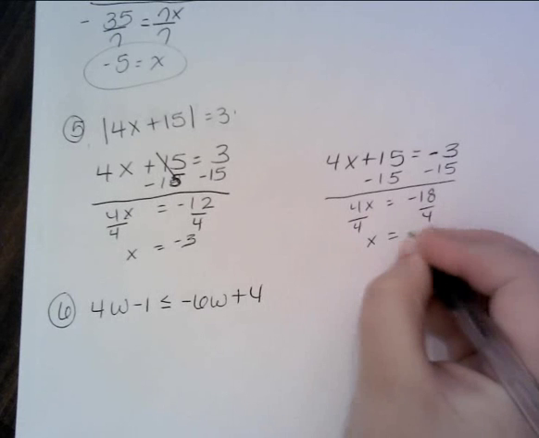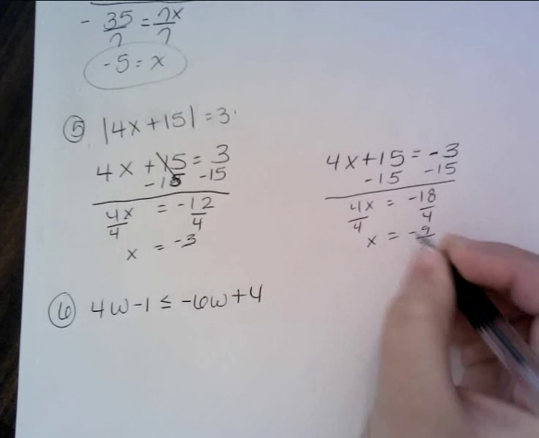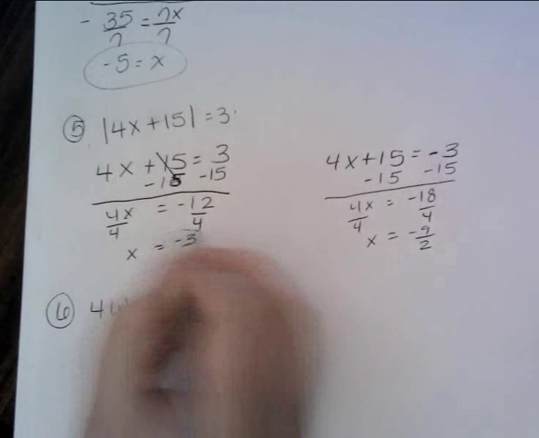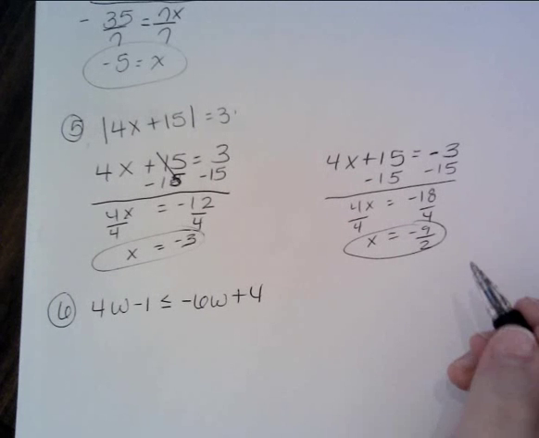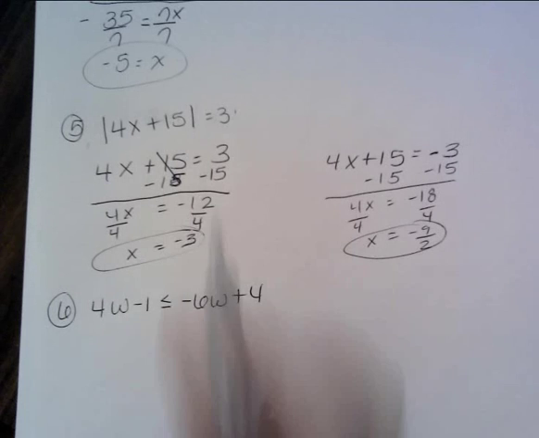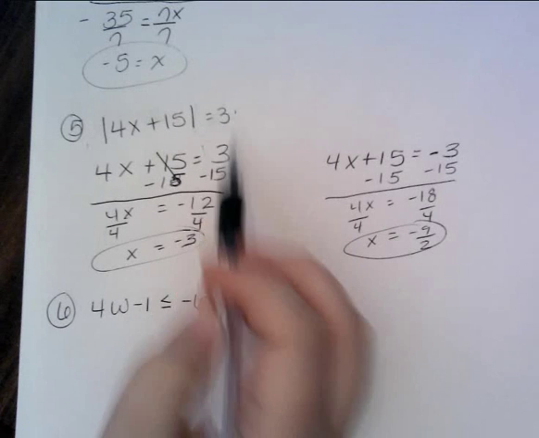So when solving the absolute value equations, you should get two answers because you're going to do the situation where one of them is positive and then where one of them is negative. Okay? You leave the absolute value symbol alone.